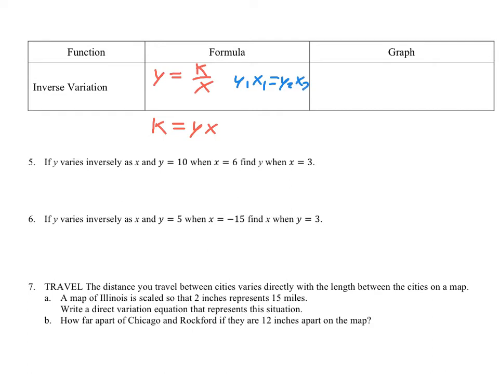The graph of an inverse variation will usually look like that, unless there are negatives involved. That is, negatives going with positives and vice versa. In that case, it'll look like this one.